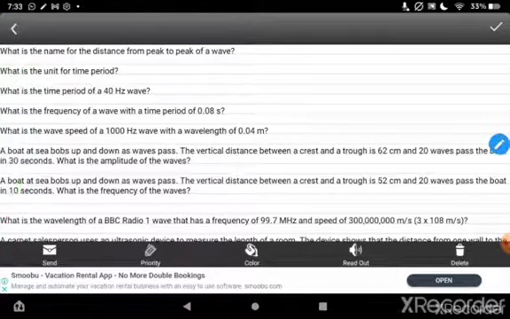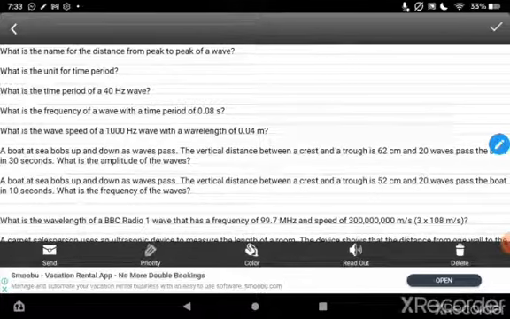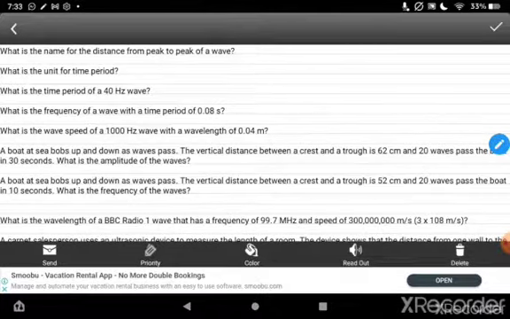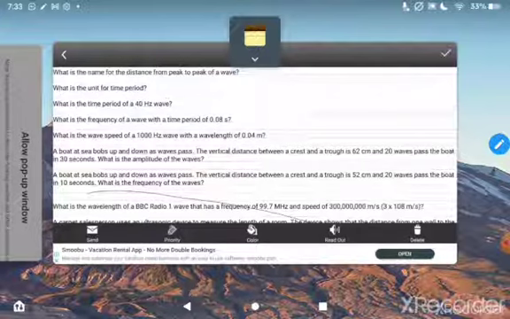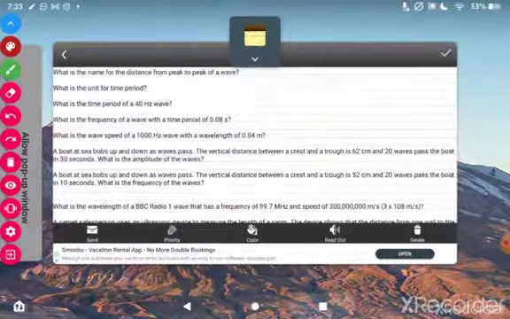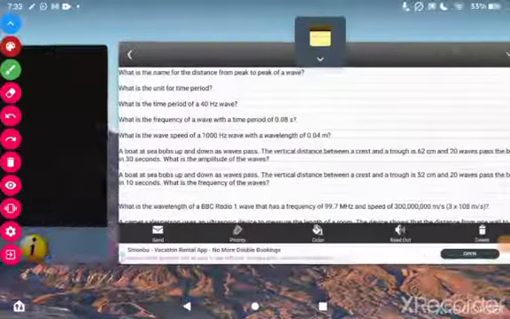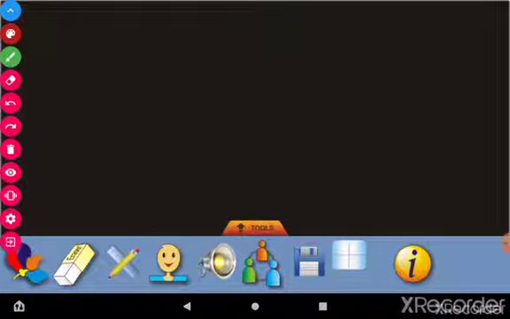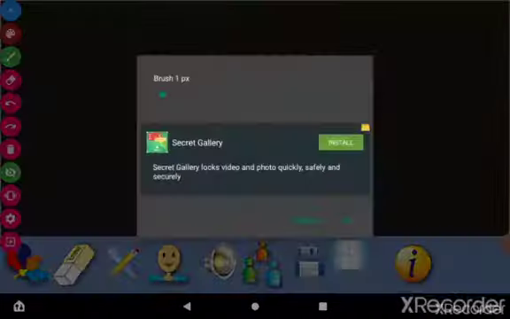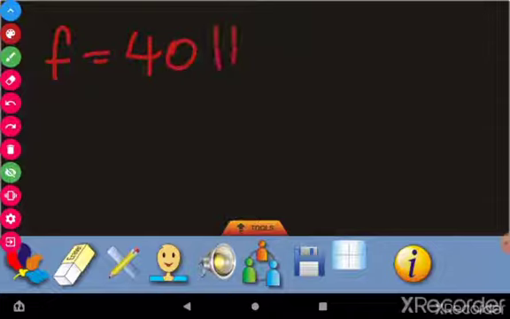The first question says, what is the time period of a 40 Hertz wave? What is the period of a 40 Hertz wave? So let's work that one out now. So we have a 40 Hertz wave and we need to find its period. So 40 Hertz would be its frequency. So we know F is equal to 40 Hertz. We want to find big T, its time period.